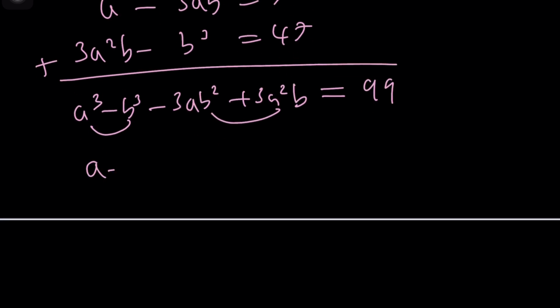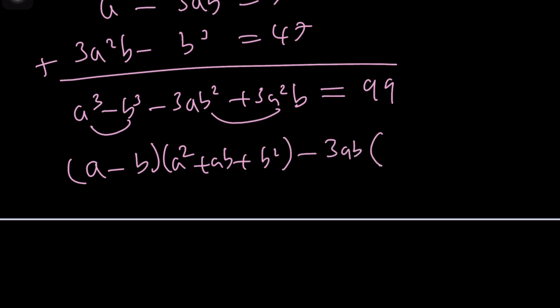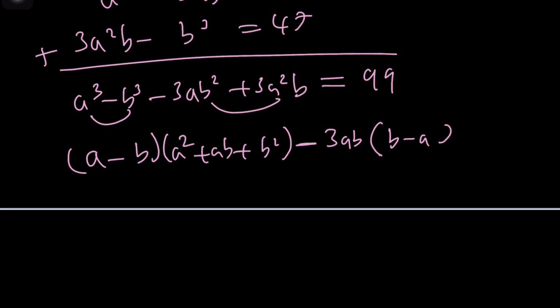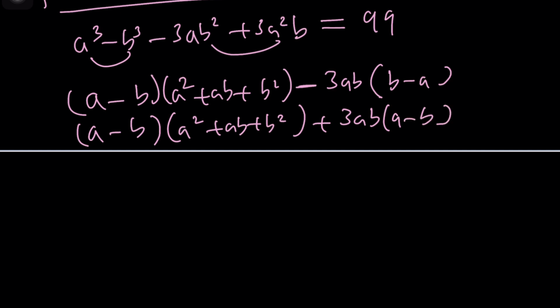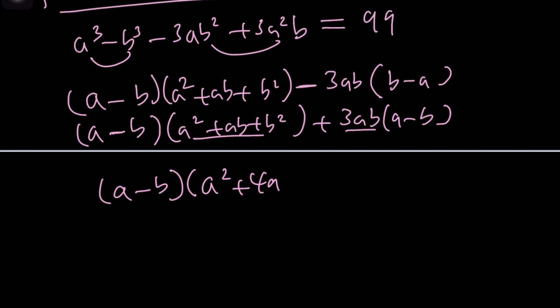And then we can factor this. I don't know if it's going to be helpful, but this is a difference of two cubes. And this is minus 3ab, a common factor, which gives us b minus a. So I should probably negate this to get an a minus b. Opposite of a minus b is b minus a and vice versa. So it's going to look like this, right, if you negate both at the same time. And then I can take out an a minus b, and then inside, this plus this, a squared plus 4ab plus b squared, is going to give me 99.